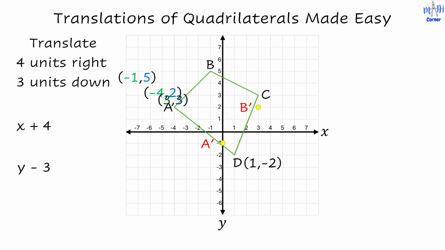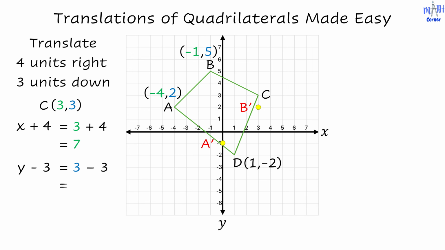Next is point C. Add 4 to x: 3 plus 4 equals 7. Subtract 3 from y: 3 minus 3 equals 0. C prime is at (7, 0).